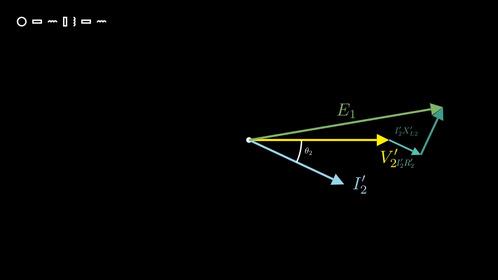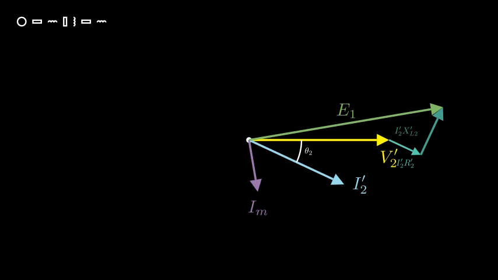So, if we add these lost voltage drops back to our terminal voltage V'2, we discover the voltage that was truly induced inside the winding by the magnetic field. We'll call this E1. This is the internal electromotive force.